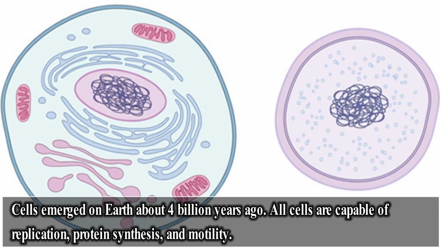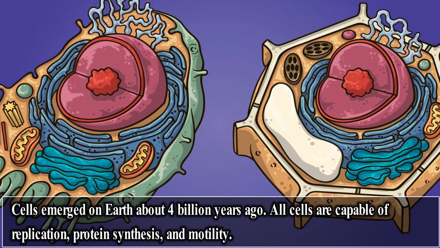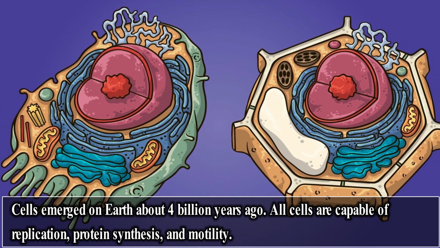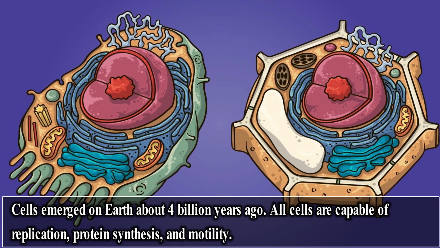Cells emerged on Earth about 4 billion years ago. All cells are capable of replication, protein synthesis, and motility. The number of cells in plants and animals varies from species to species. It has been estimated that a human body contains 37 trillion cells. The human brain accounts for around 80 billion of these cells.